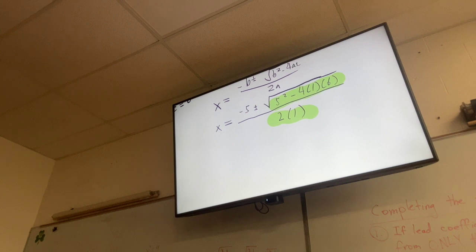Don't square root it yet. So that comes to 1. So the stuff underneath the square root simplifies to the square root of 1. And the bottom, 2 times 1, is just 2. And then I say, simplify the square root.